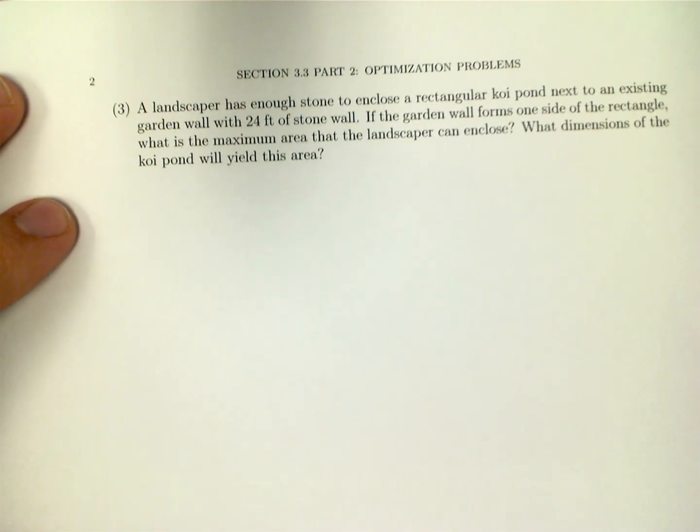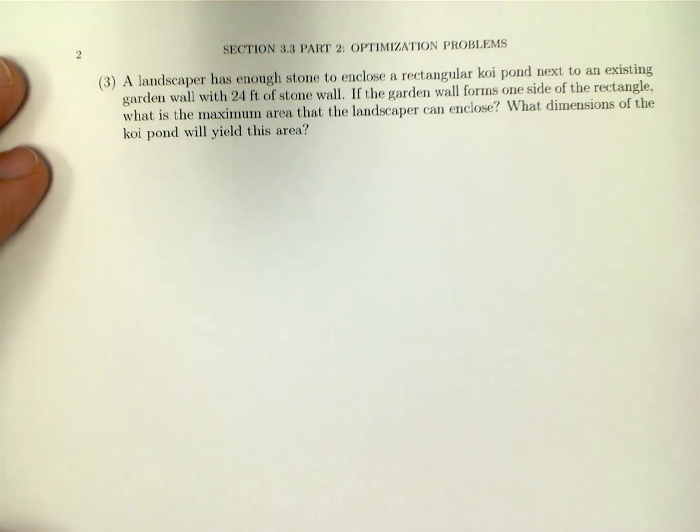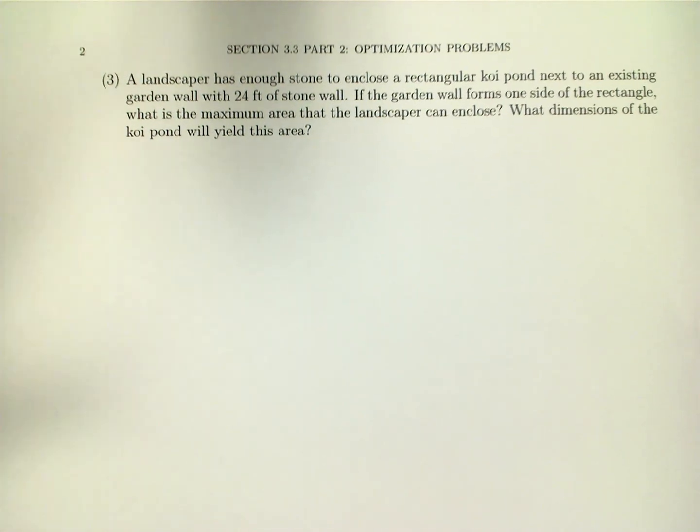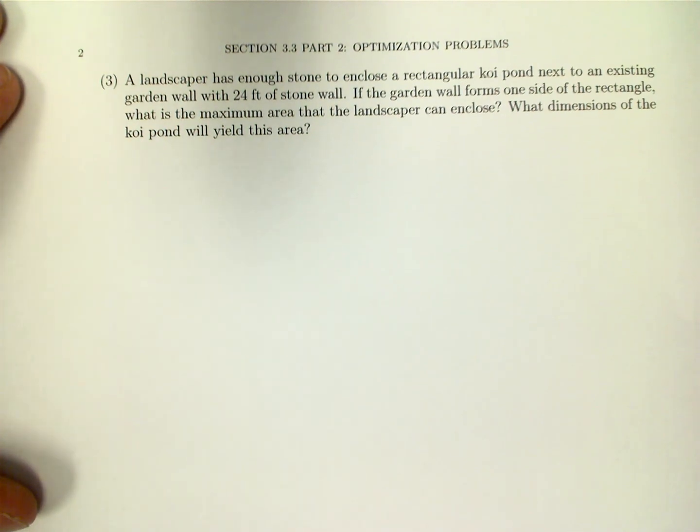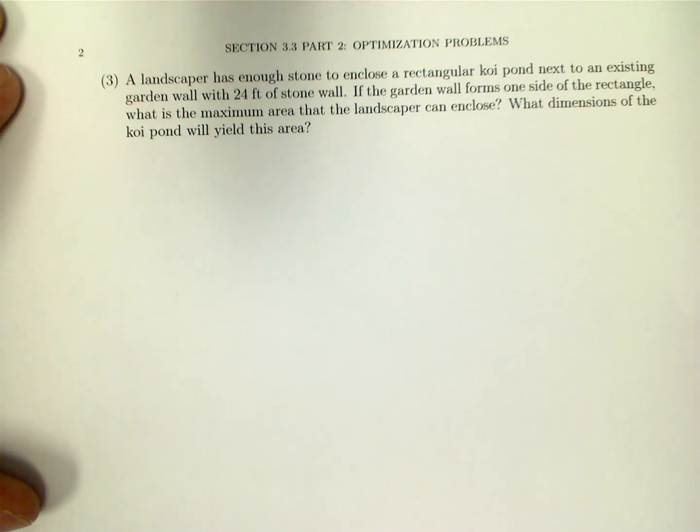All right. So that's one way that word problems can kind of pop up. Let's take another look at another example. So we have a landscaper who has enough stone to enclose a rectangular koi pond next to an existing garden with 24 feet of stone wall. If the garden wall forms one side of a rectangle, what is the maximum area the landscaper can enclose? What dimensions of the koi pond will yield this area?